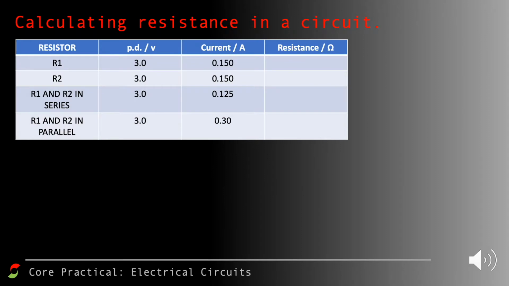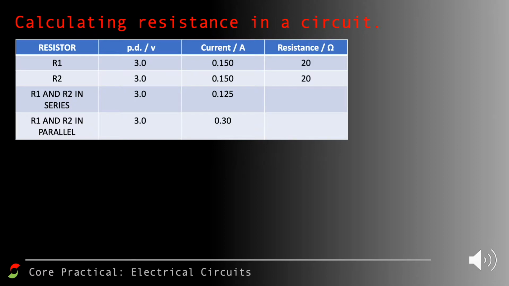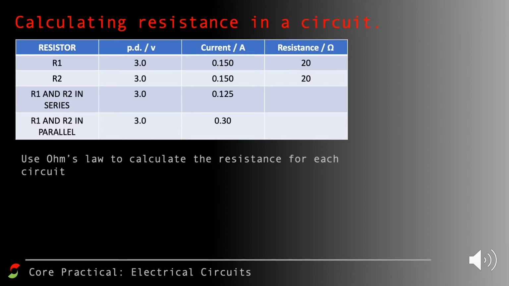So to help you out a little bit, we've got some made up data from the experiment that you've just done, let's say. We've got all the potential differences and all the currents, and what we might get asked to do is to calculate the resistance for each of the circuits. And we just use Ohm's law to do that. And you notice that the first two, R1 and R2, have got identical potential differences and current values. So that means that they are identical resistors for R1 and R2.